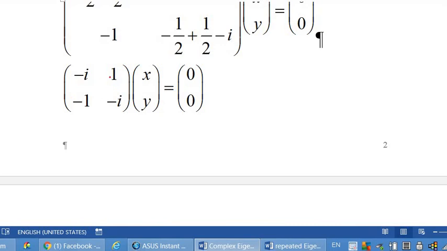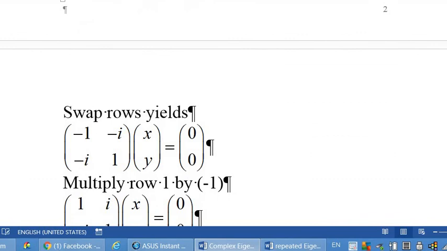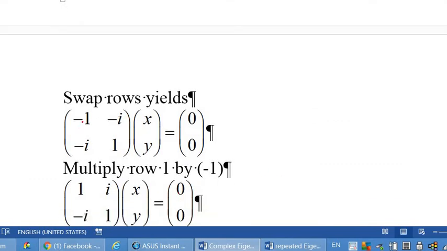If we swap row 1 and row 2, row 2 becomes row 1, we get this. And then if we multiply row 1 by negative 1, the element in row 1, column 1 will become positive 1. Row 1, column 2 here becomes positive i.